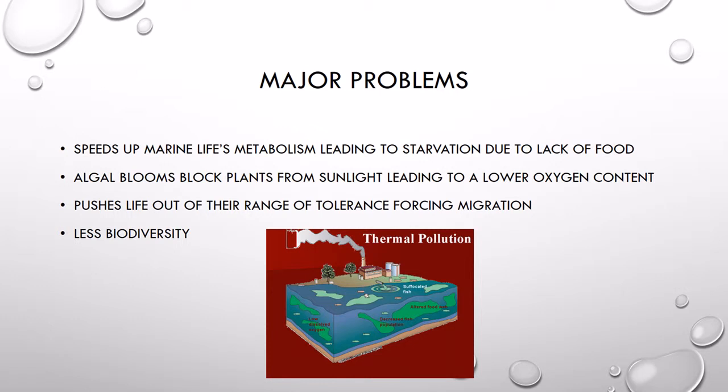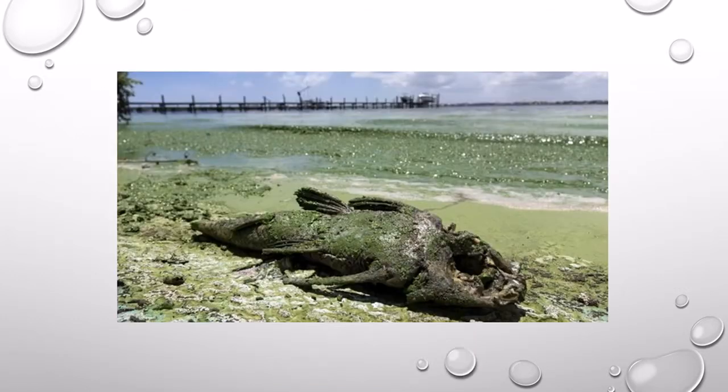Algal blooms also block plants on the bottom of the water from sunlight, leading to a lower oxygen content, which suffocates marine life. It also pushes life out of their range of tolerance, which forces them to migrate to a place where they can survive. As a result of this, there is less biodiversity. Here is an example of a fish who was suffocated due to an algal bloom.